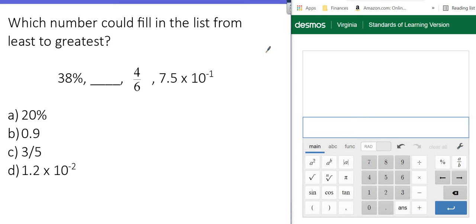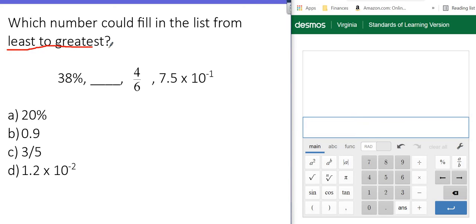All right, this is the second part of your Flashback Friday 4 review, and these questions are a little bit more complicated. They're not quite as straightforward as the ones we did last week, so pay really good attention. This says, which number could fill in the list from least to greatest?